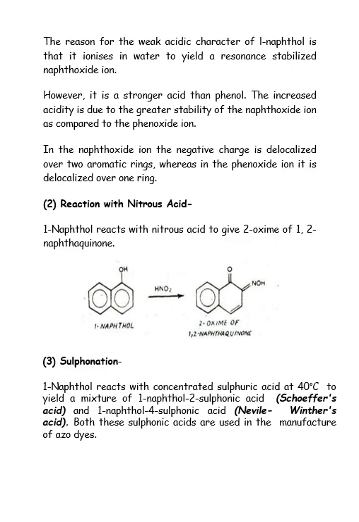Reaction with nitrous acid. 1-naphthol reacts with nitrous acid to give two oximes of 1,2-naphthaquinone, as you can see in the reactions. Next, sulfonation. 1-naphthol reacts with concentrated sulfuric acid at 40 degrees centigrade to yield a mixture of 1-naphthol 2-sulfonic acid, also known as Schaeffer's acid, and 1-naphthol 4-sulfonic acid, also known as Neville-Winther's acid. Both these sulfonic acids are used in the manufacturing of azo dyes.